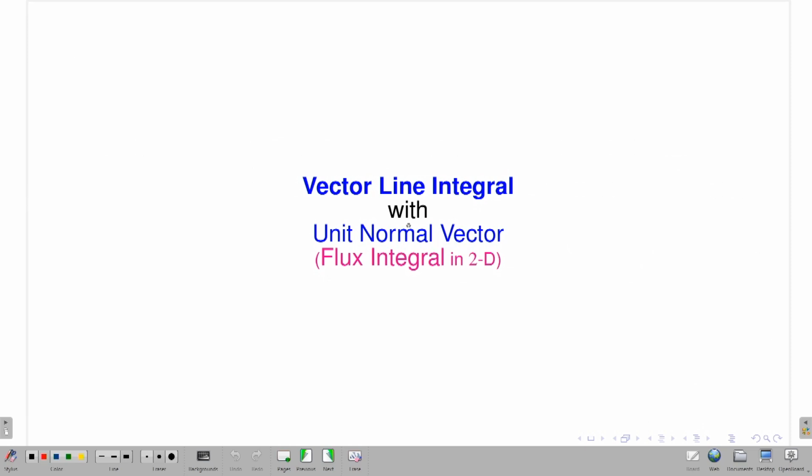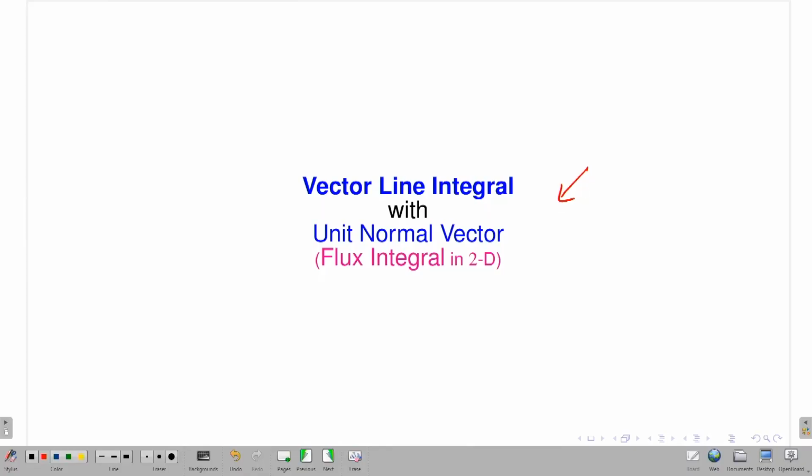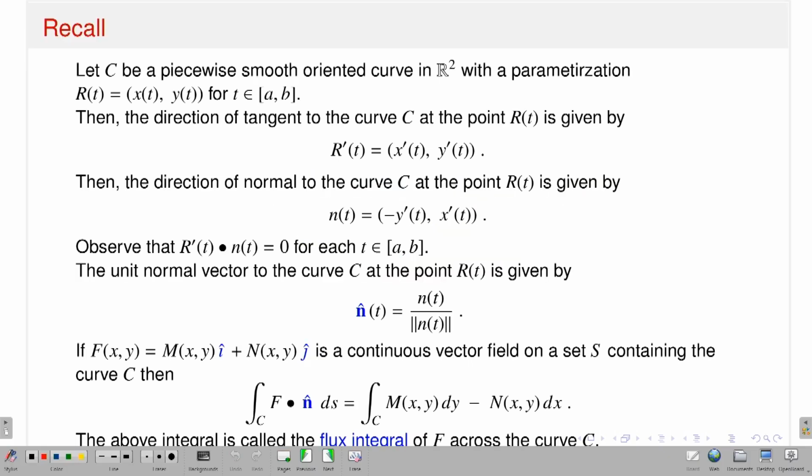Okay. So, I think that is the statement of Green's theorem for vector line integral, for simply connected domain as well as multiply connected domain. A couple of examples, a couple of applications I have discussed. Now I come to the statement of Green's theorem in terms of the unit normal vector. That is why I said vector line integral with unit normal vector, or a flux integral in the 2-dimensional setting. So, what is that?